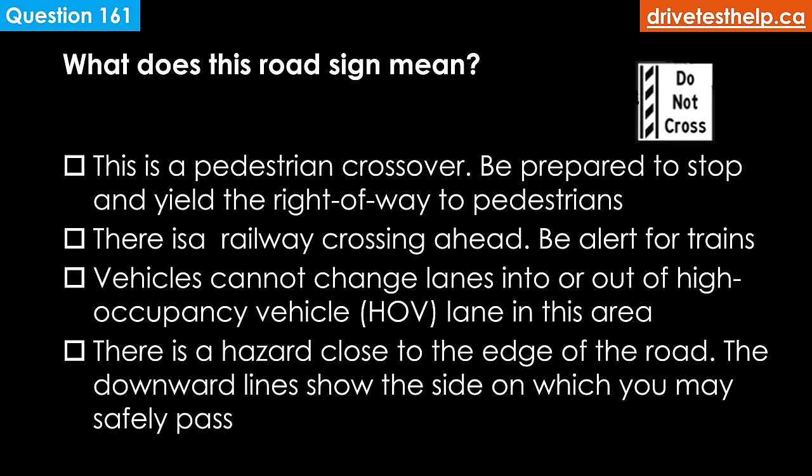What does this sign mean? This is a pedestrian crossover. Be prepared to stop and yield the right of way to pedestrians. There is a railway crossing ahead. Be alert for trains. There is a hazard close to the edge of the road. The downward lines show the side on which you may safely pass.